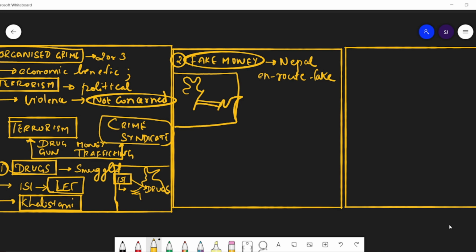So I will draw this India Nepal border, and I will mark this, and I will say that fake currencies are, for example, pushed through this route. You have to justify that. What justification? I will give this Nepal India friendship treaty. This is the very key point in UPSC, the connection with so many different aspects.